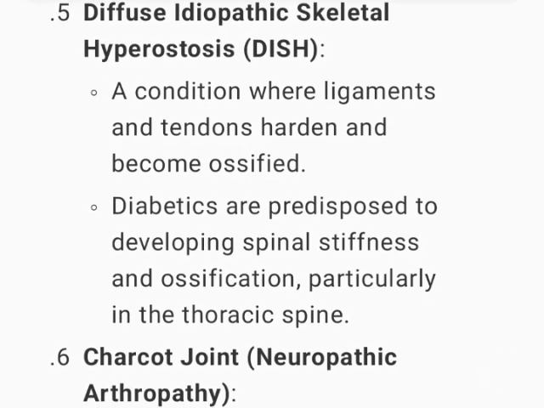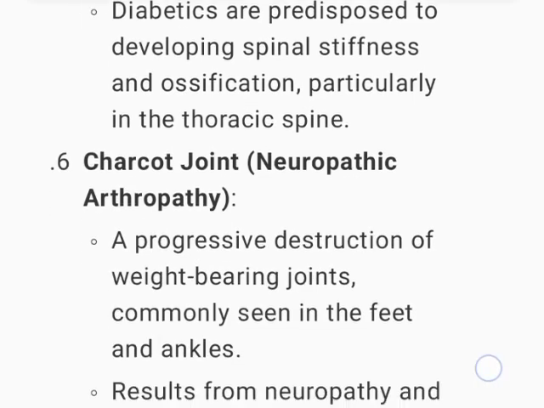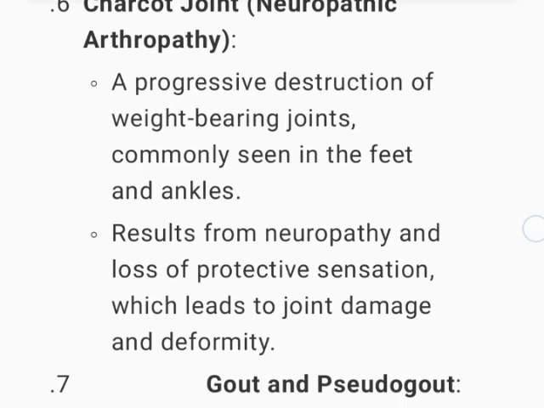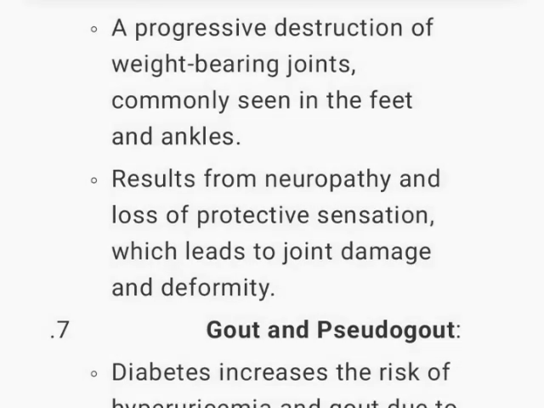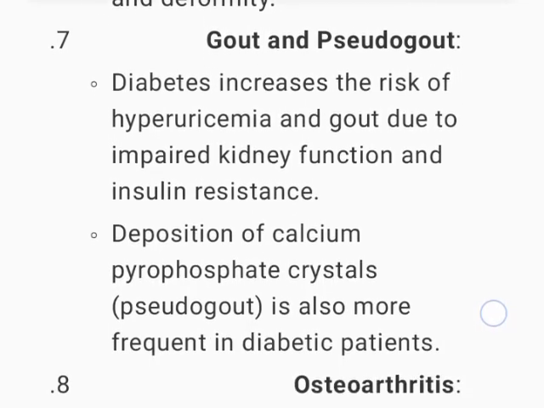5. Diffuse idiopathic skeletal hyperostosis, DISH, a condition where ligaments and tendons harden and become ossified. Diabetics are predisposed to developing spinal stiffness and ossification, particularly in the thoracic spine. 6. Charcot joint, neuropathic arthropathy, a progressive destruction of weight-bearing joints, commonly seen in the feet and ankles, results from neuropathy and loss of protective sensation, which leads to joint damage and deformity.